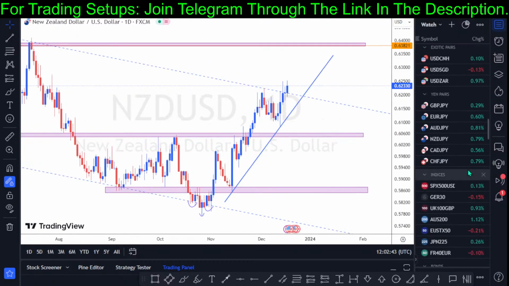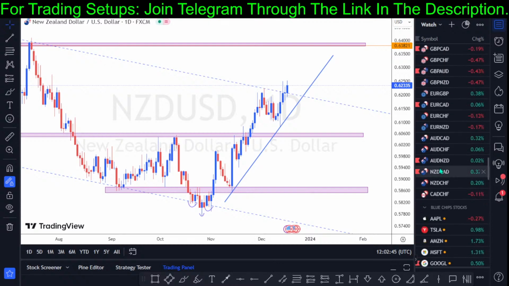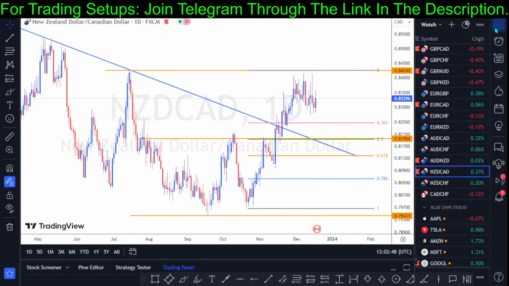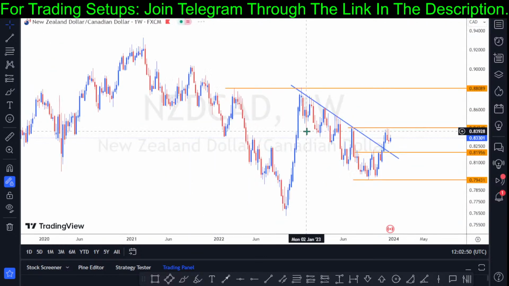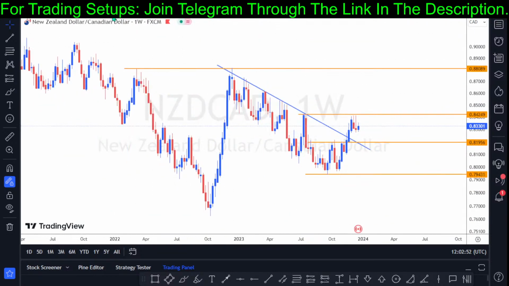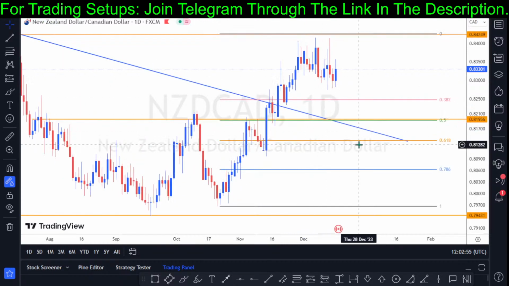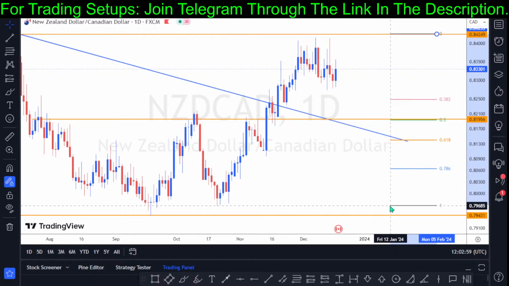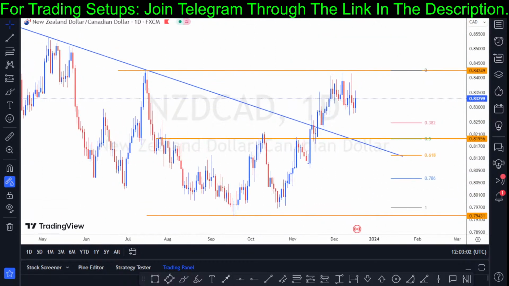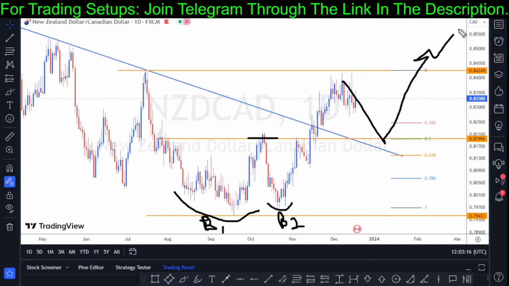New Zealand paired against the Canadian dollar. Let's check it out right here. This is what we have from the weekly chart. Still waiting for a pullback all the way down. Let's hope we're going to find a pullback to the neckline structure. That is the neckline broken right here. We have the neckline, this is bottom 1 right here, and we got a bottom 2 right here. Let's hope for a pullback before we continue the trend all the way up.